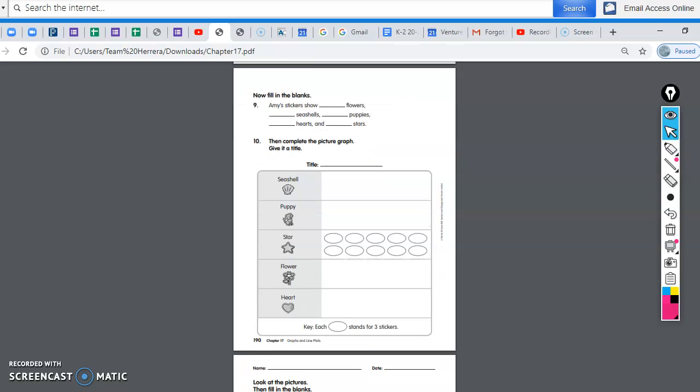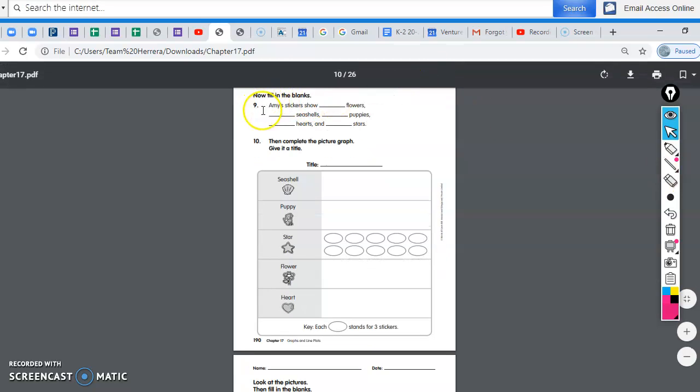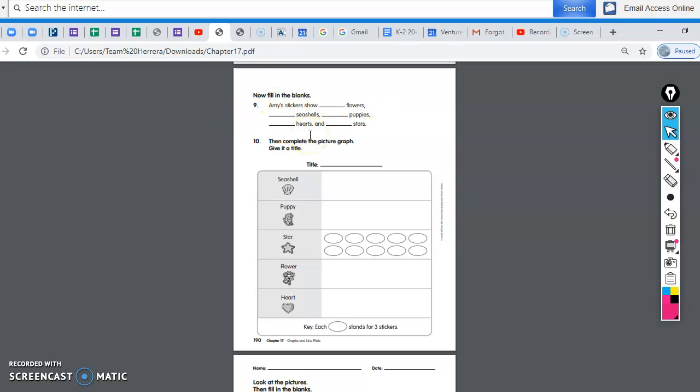So on page 190, on number 9, I do want all of you to fill in this from your chart on the previous number 8. Now here, this is a can do, okay? You're going to put a title, and then you're going to represent that each oval stands for 3 stickers, okay? So you can use your strategies of repeated addition to find out how many. You can use division. You can use multiplication. Everybody will use different strategies depending on where you are. But this for number 10 is a can do.